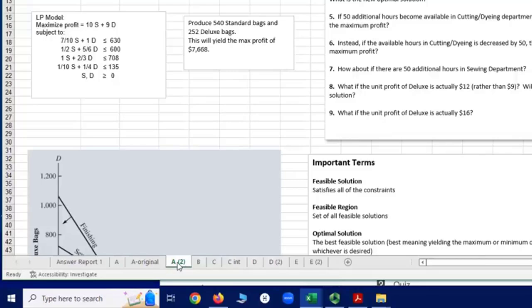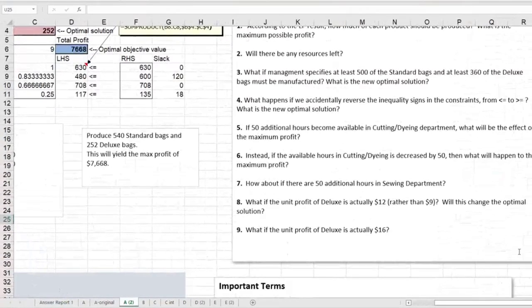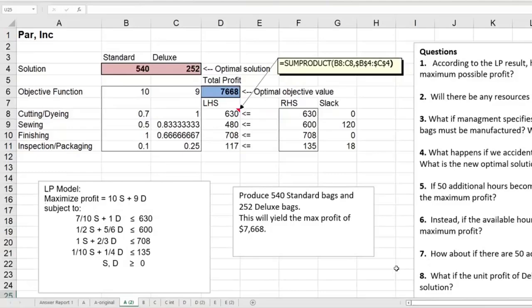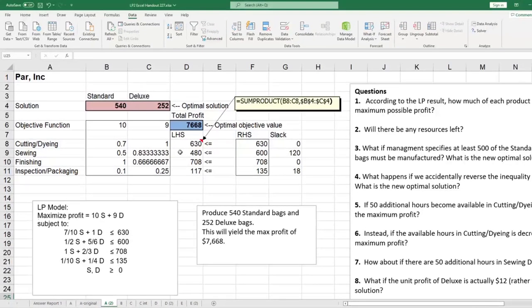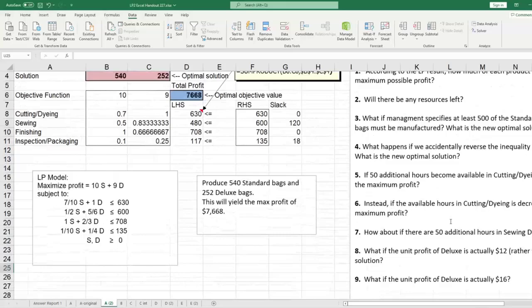If you go to the A2 tab, you'll see all these questions that we're going to answer. Now we know how to find the optimal solution, so we should be able to interpret what we have and ask questions like, what if this number changes? Then what will happen to our solution? Do we still do the same thing, or do we have to do something different? We're going to find out by answering these questions.